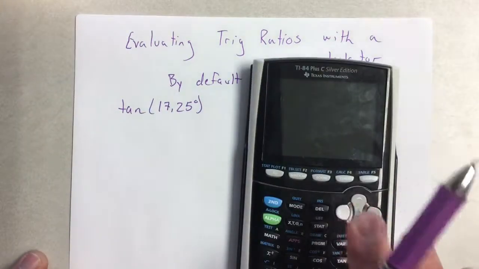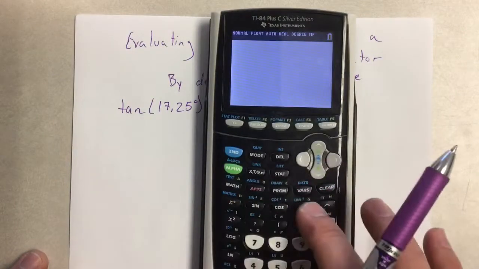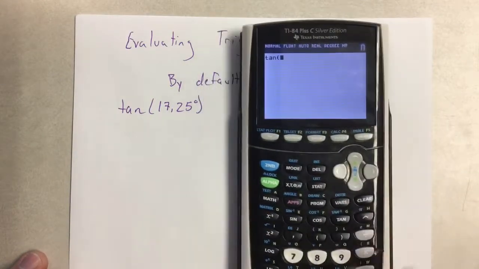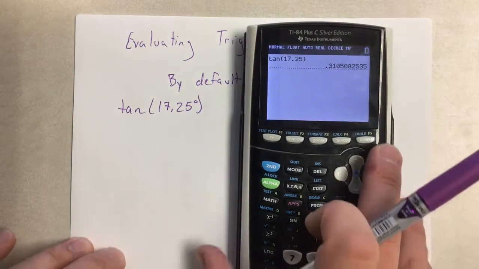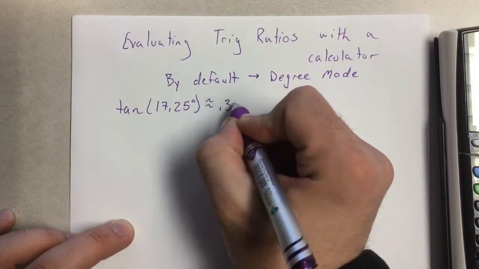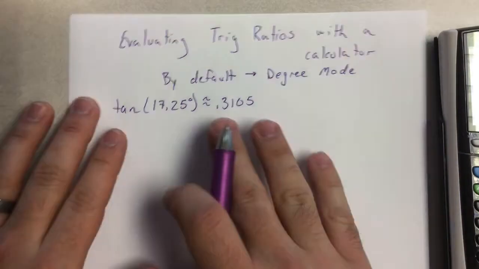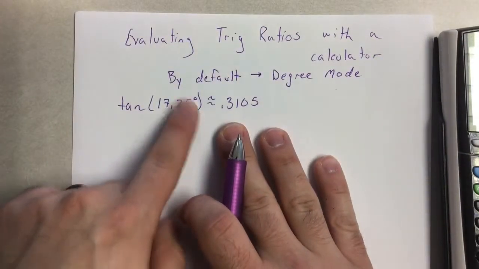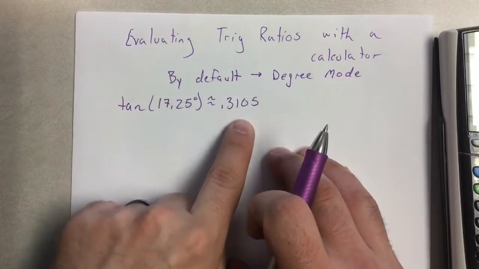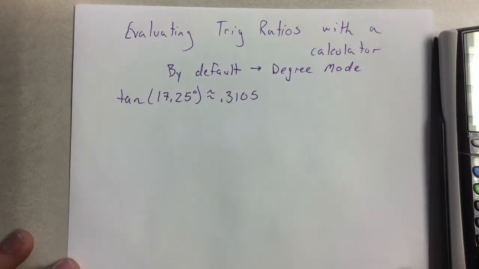Okay, so if I were to take tangent of 17.25, it's approximately 0.3105. So every time I would divide opposite by adjacent with this angle measure, we would get this value. It doesn't tell us what the lengths are, it just tells us what the two sides would divide to.